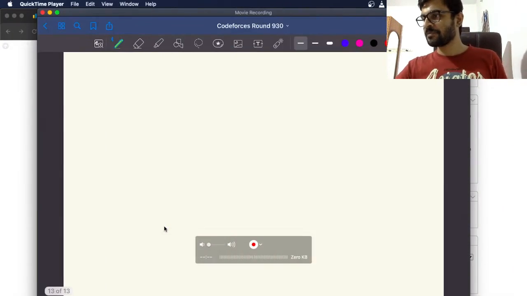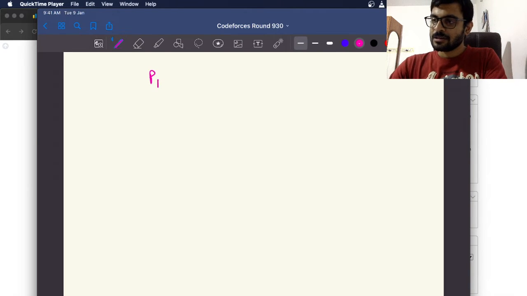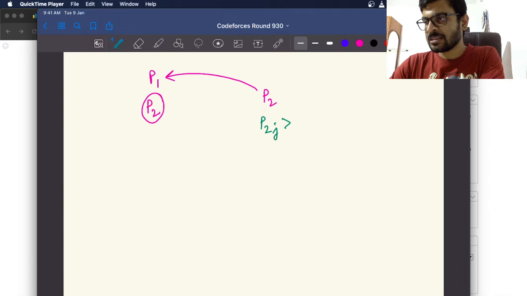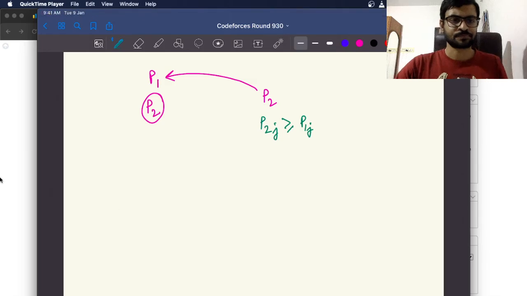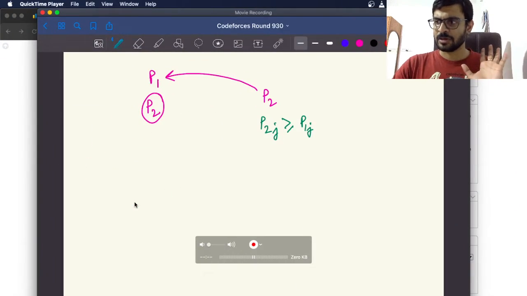If I give an example, let's say Pokemon 1 currently is there. Now Pokemon 2 can defeat this and come over here. But for that, the requirement is that some attribute has to be greater than P1's attribute. So there has to be some j such that P2j is greater than or equal to P1j. Greater than or equal to, yes. So any particular attribute has to be greater.